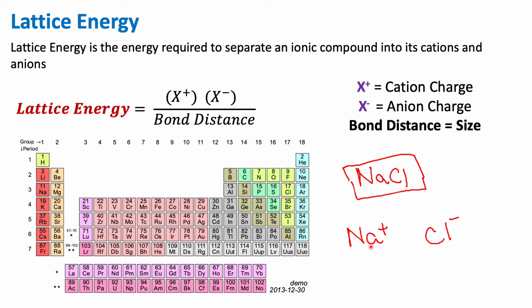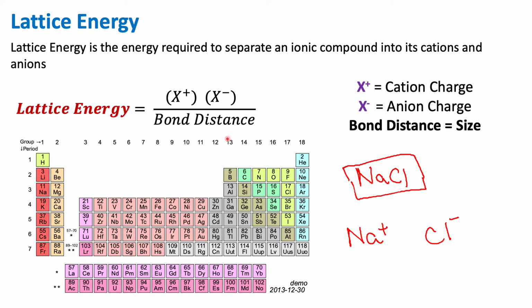Now, when we want to calculate lattice energy, it's simply the charge of the cation multiplied by the charge of the anion divided by the bond distance. If we take a look at this example of NaCl splitting into Na plus and Cl minus, we have a +1 charge here and a -1 charge here. So we would go +1 times -1 and we'll simply get 1, and we're going to divide that by the bond distance.